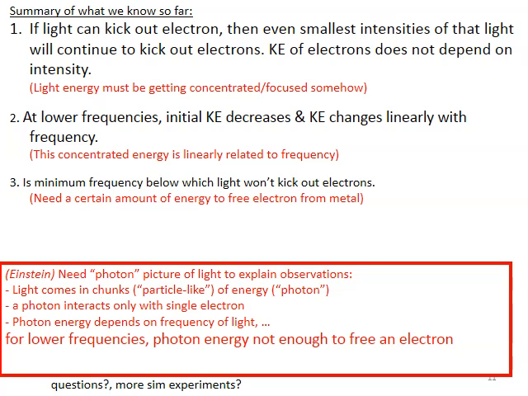Alright, so what Einstein did, Einstein used the photon picture of light to explain the observations. Light comes in chunks, particle-like, of energy. We call these photons. The photon interacts only with single electrons. The photon's energy depends on the frequency of light. For lower frequencies, the photon energy is not enough to free electrons.